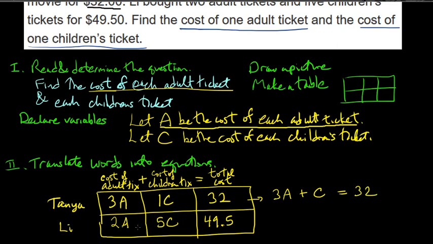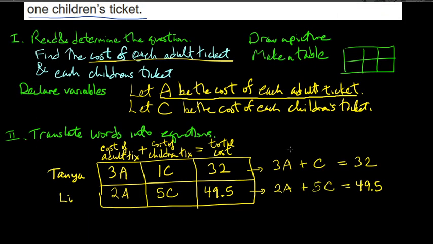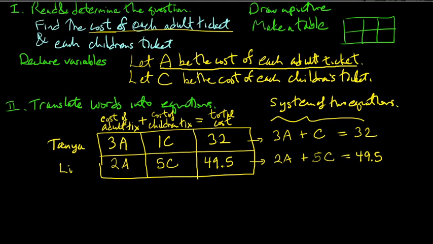Makes sense? And then do the same thing for the second row. In the first column, we have 2 times A, right? In the second column, we have 5 times C, and in the third column, we have 49.5. So those are the equations, right? So this is something you could have seen in the last section. This is a system of 2 equations. Okay, so what do you think we're going to do with this system?